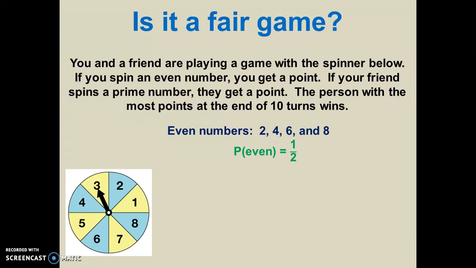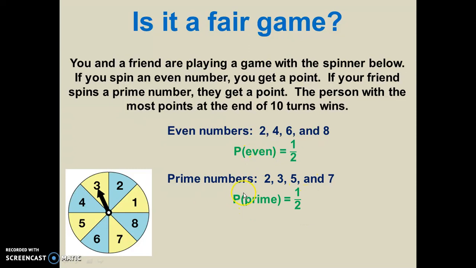Now your friend gets a point anytime they spin a prime number. Remember, a prime number is one where its only factors are 1 and itself. Technically, 1 is not considered prime. 2 is prime, its only factors are 1 and itself. 3 is prime. 4 is not because 4 is divisible by 2. 5 is prime. 6 is not because it's divisible by both 2 and 3. 7 would be prime, and 8 is not. So of those numbers, 2, 3, 5, and 7 are prime. Again, that's 4 favorable outcomes out of a total of 8 possibilities. And so 4 out of 8 is again a probability of 1/2.